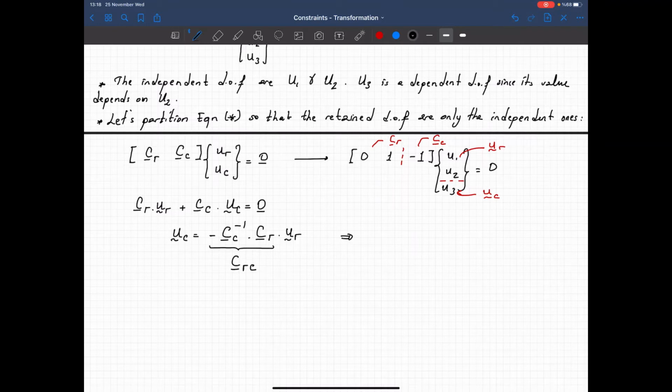Then I have the following relationship. UR and UC will be equal to a transformation matrix multiplied by UR, and in that case the transformation matrix will be equal to identity matrix stacked with CRC. Okay, so let's put it in our pocket.